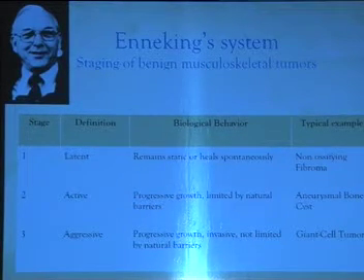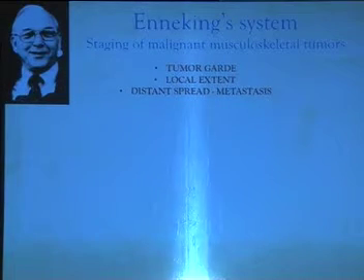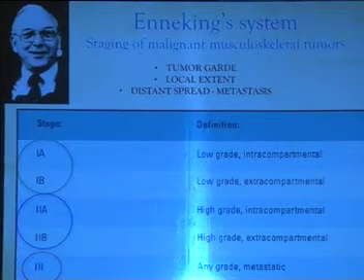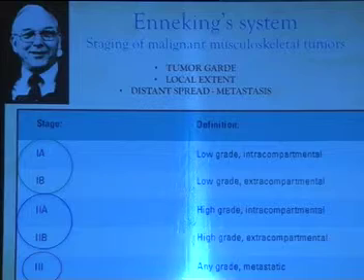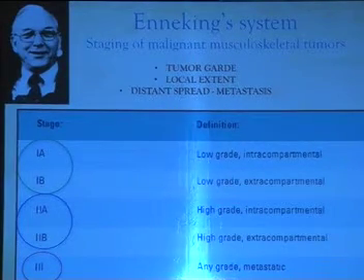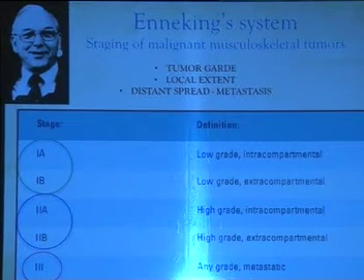A lot of examples we have seen in the morning and the day. I will not waste time on that. Then comes the staging system for malignant tumors, which has three main criteria. And these are the tumor grade, local extent of the disease, and distance spread, that is the metastasis. And depending upon that, broadly, we have three main stages: stage 1, 2, and 3. So all low grade are in stage 1, all high grade are in stage 2, and if any sort of metastasis is there, that comes in stage 3.